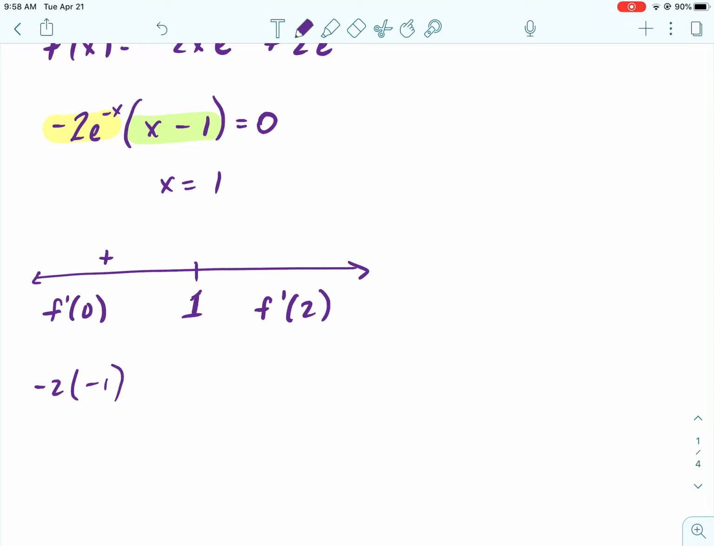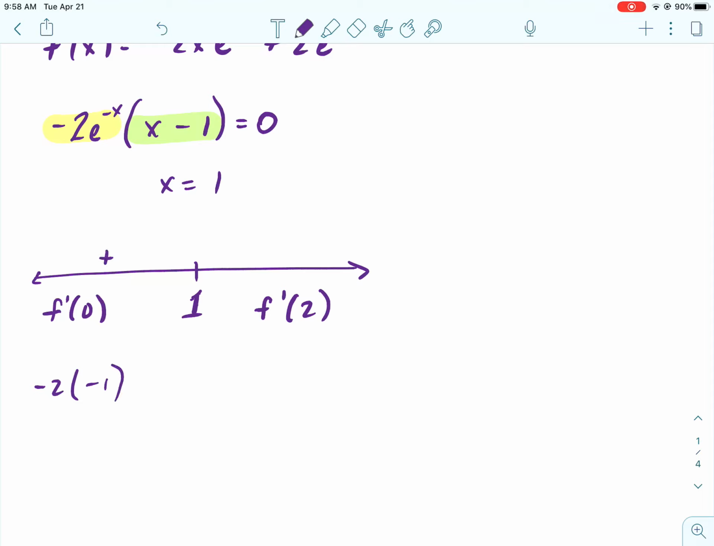So when I put in 0, I'm going to get -2 times -1, which is going to be a positive. All right, and then when I plug in 2, I'm going to get negative something times 1, which is going to be a negative.